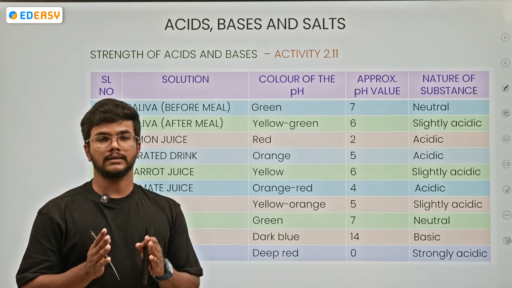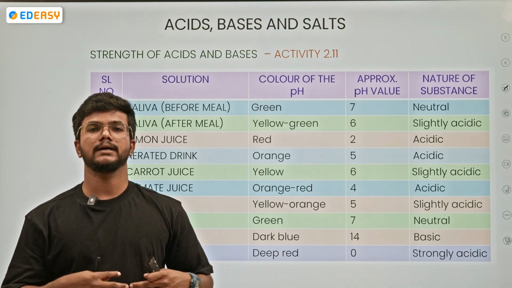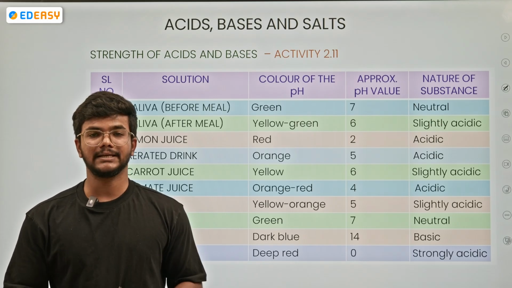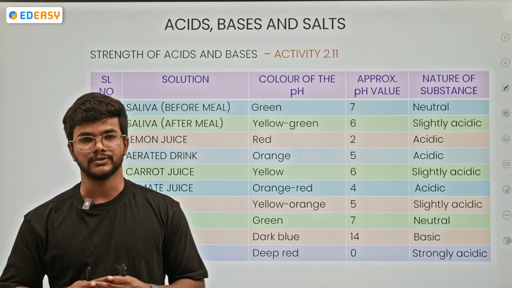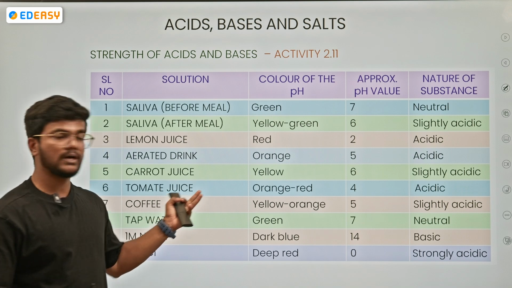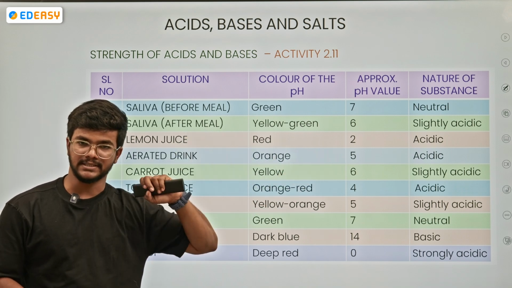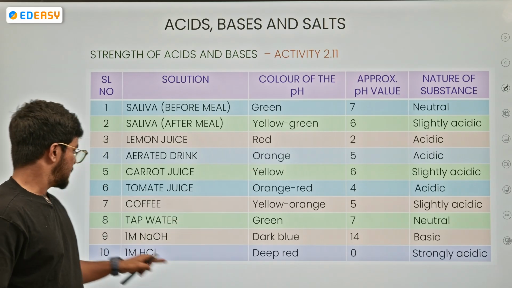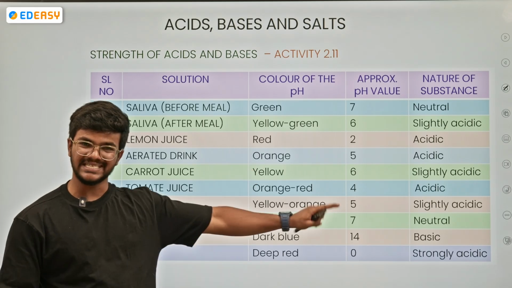So when people who have an acidity problem drink coffee, it increases the acidity. So coffee is also an acidic substance. The value of coffee is 5 on the pH scale. Next, tap water will be neutral, 7.